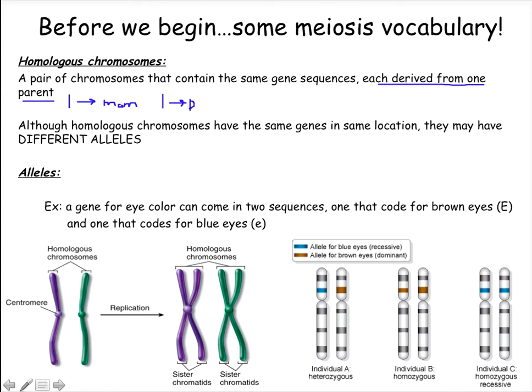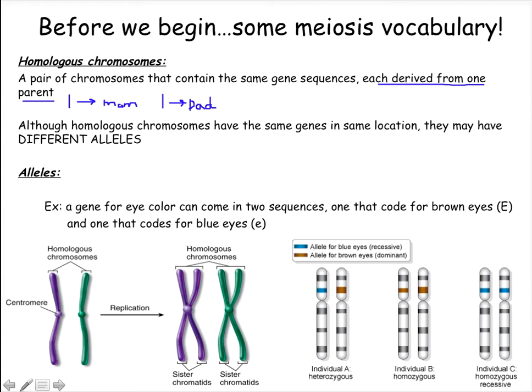Now, this term homologous, you've seen it before when we did our unit on evolution. In that unit, we called certain body parts between different organisms homologous if they were similar in their origin. So not identical, but they were similar. And so here, the term homologous still means that. It means two chromosomes that are similar.